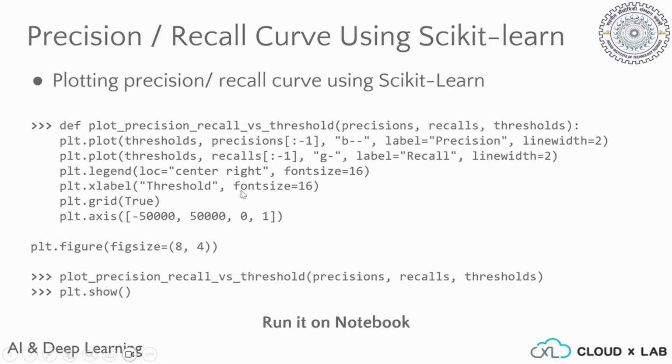So threshold, comma, yes. I didn't get that. Maybe there was a glitch in my network. So why is that last value neglected from this vector? Because for the last value, it will always give us the extreme values: precision is 1, recall is 0, right?